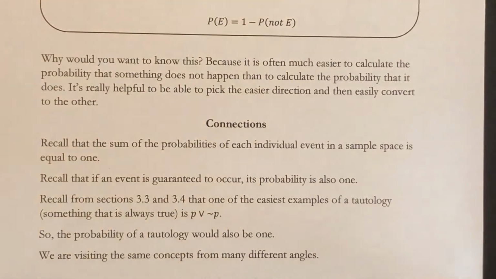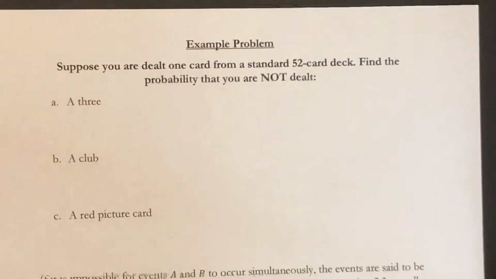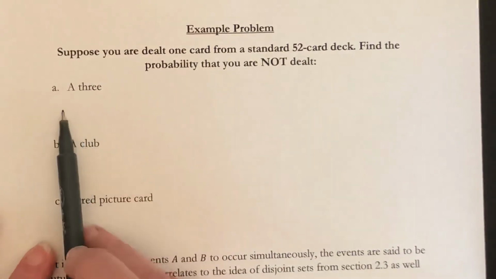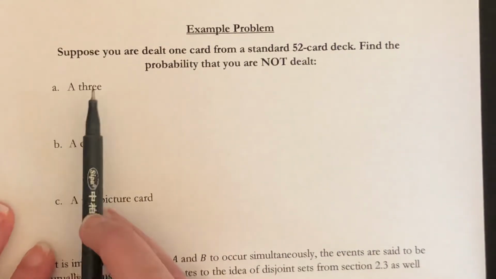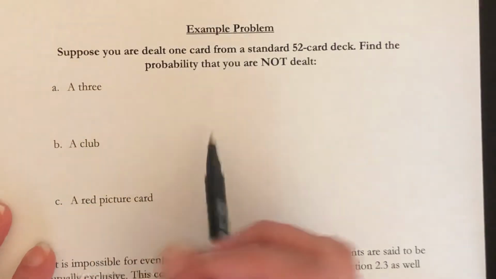All of this, we're talking about the same concepts from many different angles. Okay? So, some example problems. Suppose you are dealt 1 card from a standard 52 card deck. Find the probability that you are not dealt, first of all, a 3. So there are a lot of different possibilities for not getting a 3. Okay, so let's find the probability that we are given a 3.